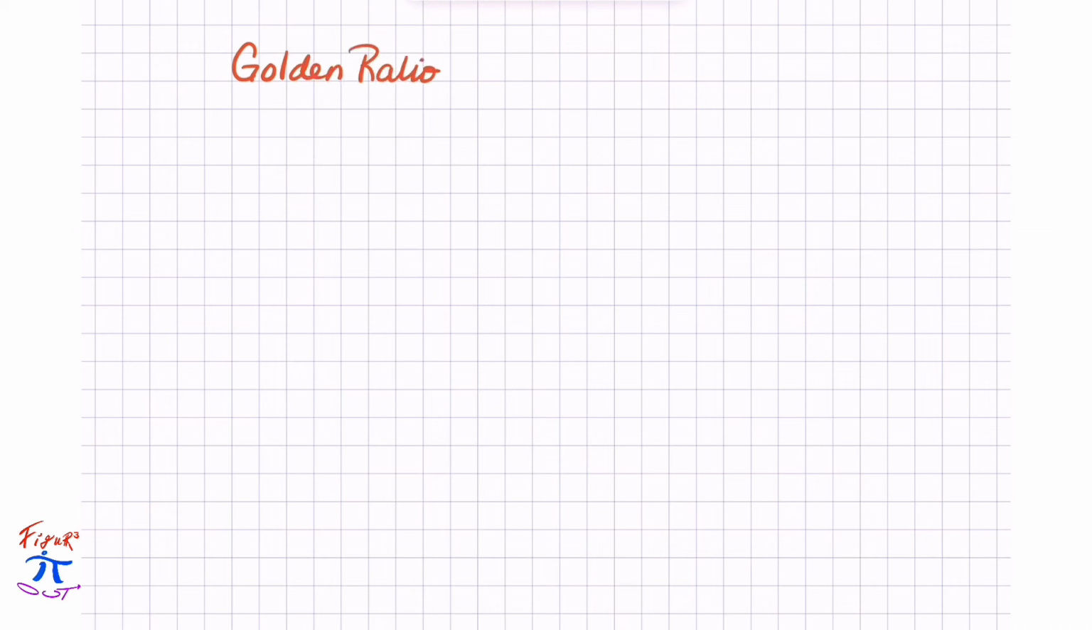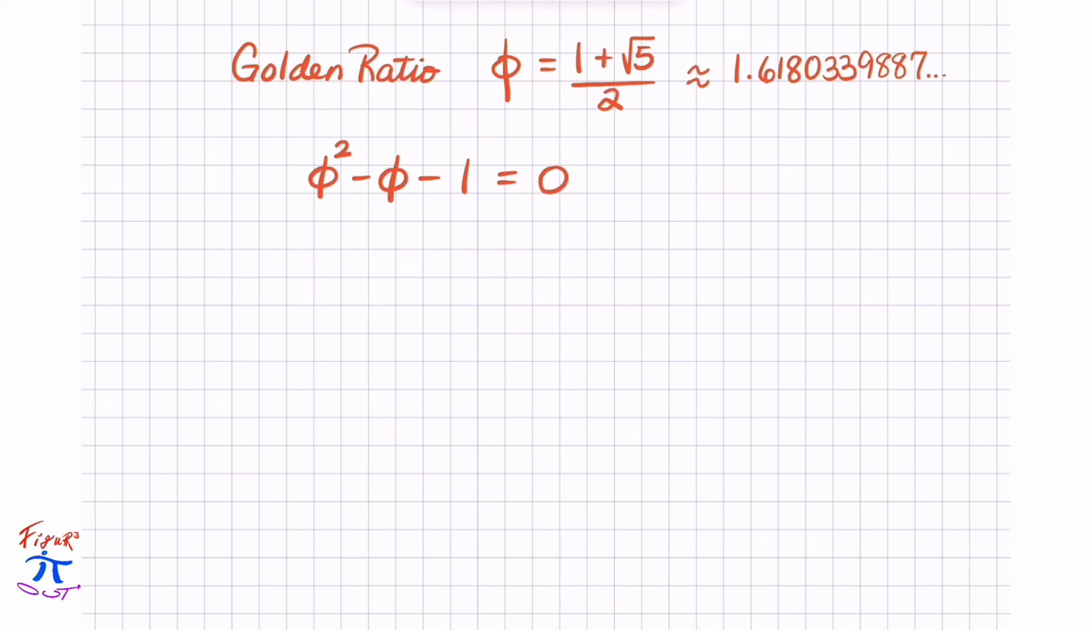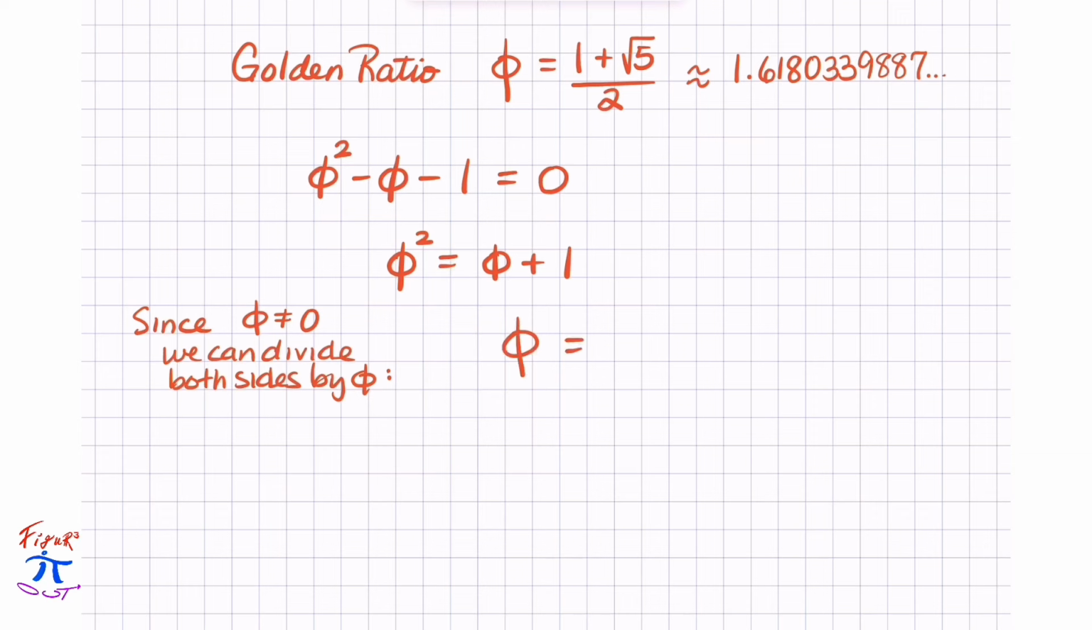A more intriguing example would be the golden ratio, phi, equal to (1 + √5)/2, which has a decimal value of approximately 1.618033987. It comes from this quadratic equation, which can be formulated like this. And because the golden ratio is not equal to 0, we can divide both sides of this equation by phi and get phi is equal to 1 plus 1 over phi.